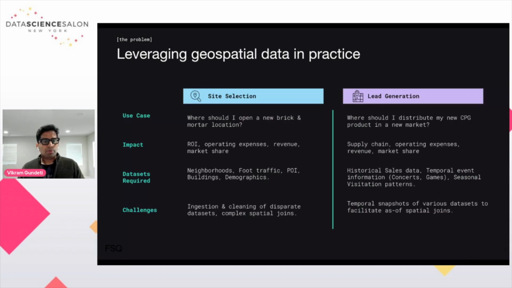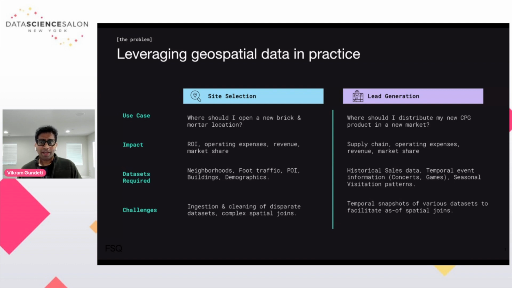So let me walk through a couple of examples here. The first one is site selection. Let's say you're Starbucks and you want to identify where to put up your new store. Why is this decision important? A good decision will increase your return on investment, and a bad decision in this case will cause you to lose revenue, increase your operating expenses, and potentially lose your market share.